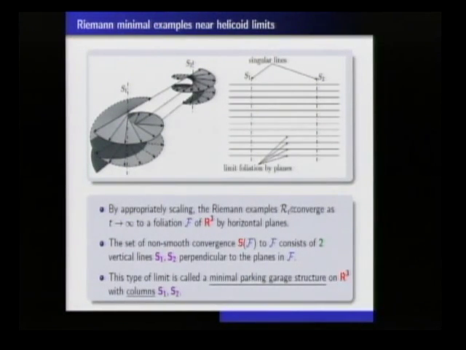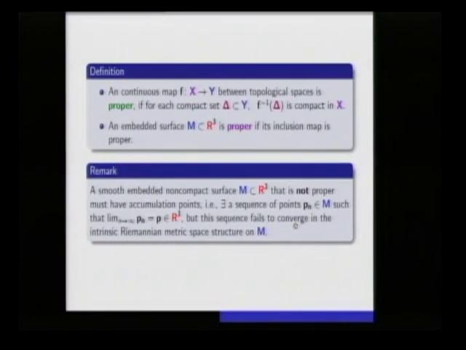Okay, so here we have some of our crucial language. The vertical lines in the limit structure are called the columns of the parking garage structure. And the parking garage structure is somehow the limiting process. It's the foliation together with how it converges to the structure. Okay, so now we're going to be formal.